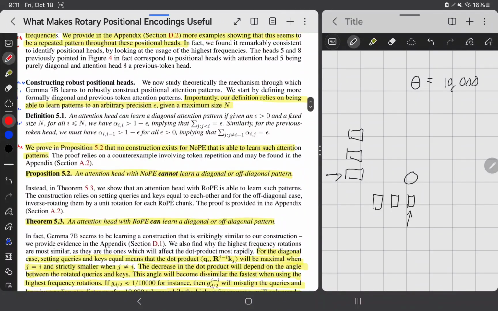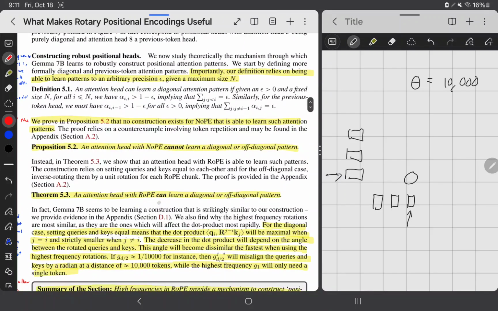And they show that NoPE cannot learn this. And that makes sense because there are no positional embeddings. It can't learn this relative position. RoPE can, like was just mentioned, but NoPE cannot. And they show a proof below. I think the proofs are kind of interesting. I think for this one, they assumed two vectors were equal. So I don't know how well that holds.